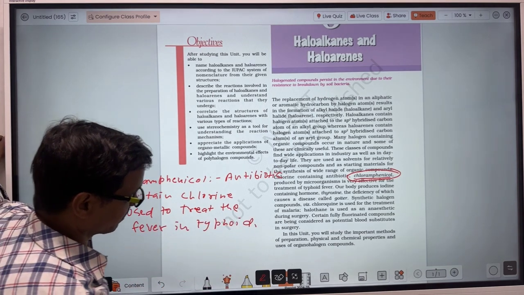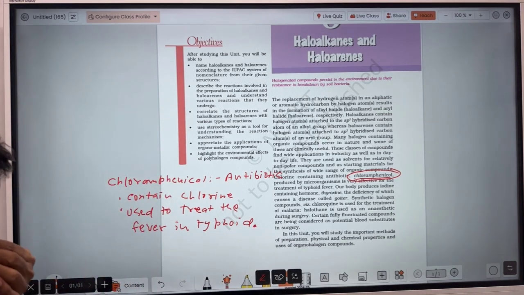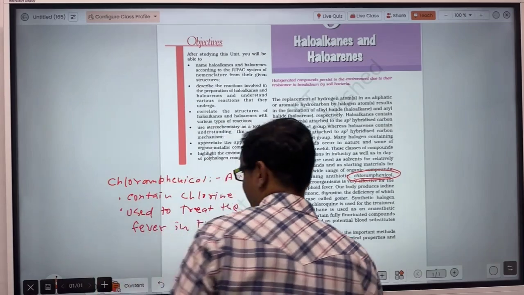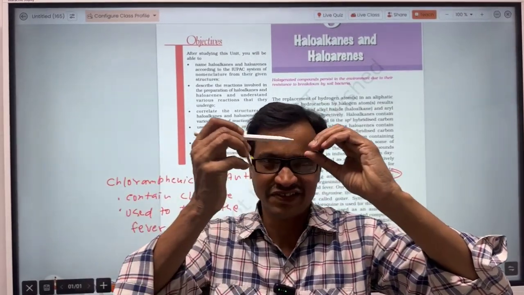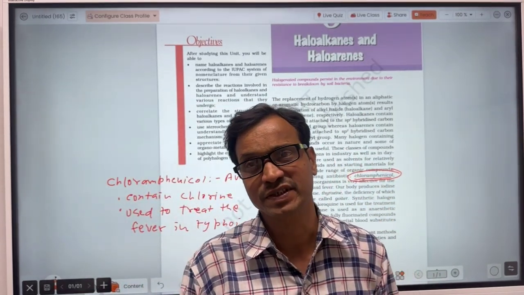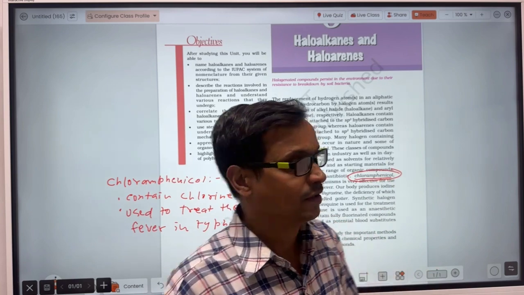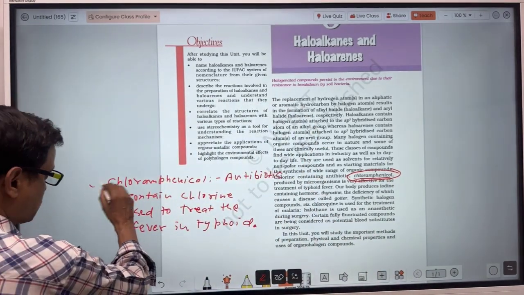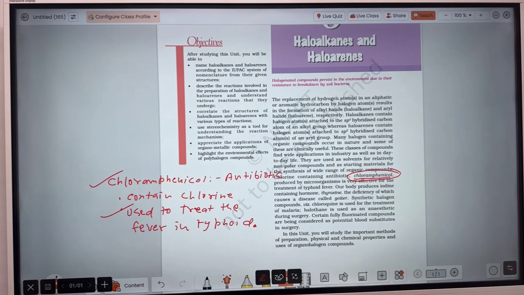I shall not tell what typhoid is here, its symptoms and so on. I shall not go into such a lengthy process. Just I am telling you that due to typhoid there will be holes in the intestine, and typhoid causes high fever. So chloramphenicol is used to treat typhoid fever.